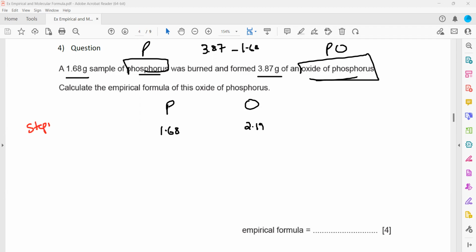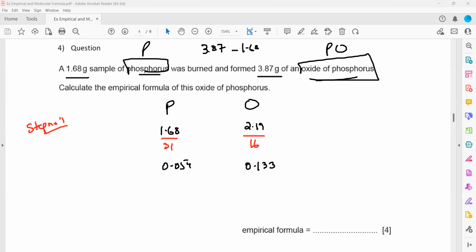So step number one is divide by atomic mass. Phosphorus, using the periodic table, is 31, and for oxygen, it is 16. So when we divide 1.68 by 31, this will give us 0.054. And 2.19 divided by 16 will give us 0.133 and so on.